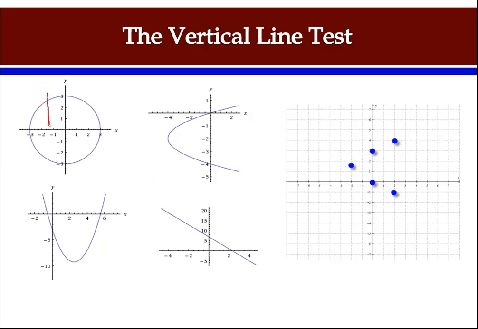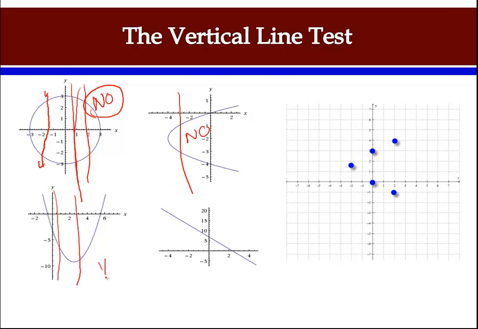Now, your line has to be perfectly vertical. It's a little hard for me to draw, but look, if we were to draw a perfectly straight up and down line here, it would cross more than once. So this is no, not a function. No, not a function. Yes, this is a function. Yes, this is a function. Pretend that these are vertical lines. And then again, we have a no. You can even see here right on the y-axis.